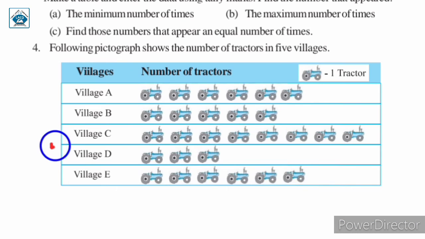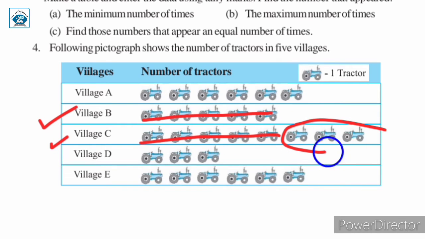Next, how many more tractors village C has as compared to village B? यहाँ पर हमें पता है कि village C में 8 tractors हैं and village B में we can count there are 5 tractors. तो क्वेश्चन में ये पूछ रहे हैं कि विलेज सी के पास कितने ज़्यादा ट्रैक्टर्स हैं विलेज बी के कंपैरिजन में. So here we can strike out 5 tractors and we are left with 3 tractors. So we can say village C has 3 tractors more than village B.